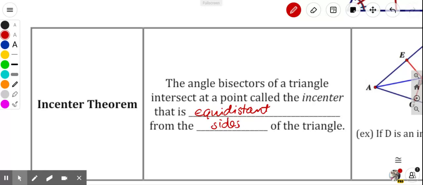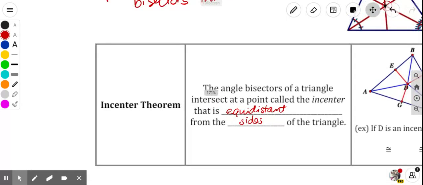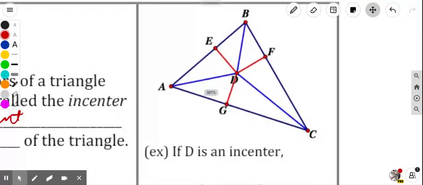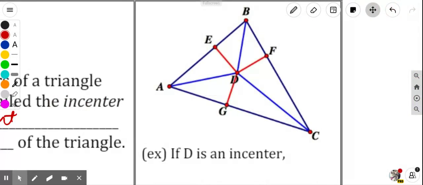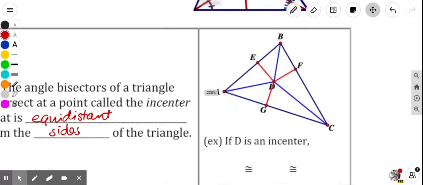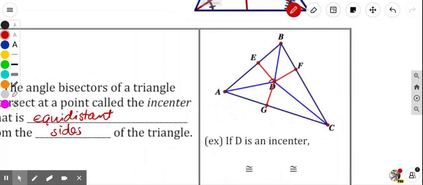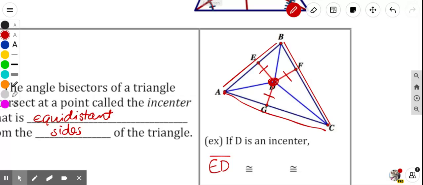So it's not just equidistant. It's not like the other one where it was equidistant to the vertices. This one's equidistant to the sides. So if we take a look at this picture here, if I gave you that D is the incenter, right here, here are the sides of the triangle. So the segments that go from the incenter to the sides, those are all going to be congruent, those three. So we'd have ED is congruent to FD is congruent to GD.